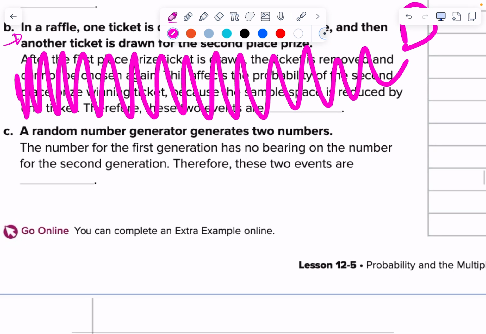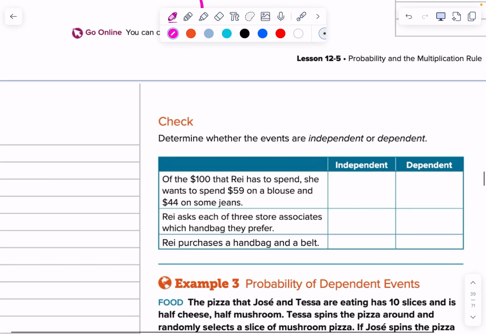A random number generator generates two numbers. I agree, independent. They do not delete the number when you hit the random number generator. You could get 7, 6s in a row, or 7, whatever. You could get a bunch of the same number in a row because it's independent. They will put that same number back in the pot. Got it? Okay, let's go down.